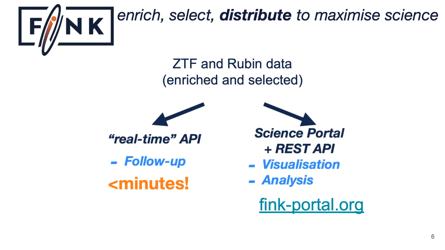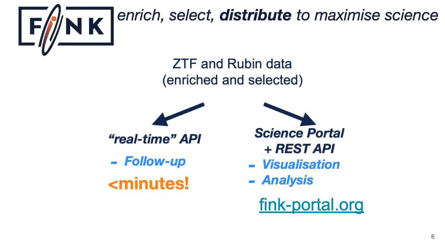It can be whatever you want that is automatically triggering a follow-up or a reaction. But it can also be a little bit like a human-based thing, like a web portal or a REST API, so you can query the database and do your science analysis from home, from your computer, or at work. So this is how it's structured for the production mode, which is using data from the surveys.